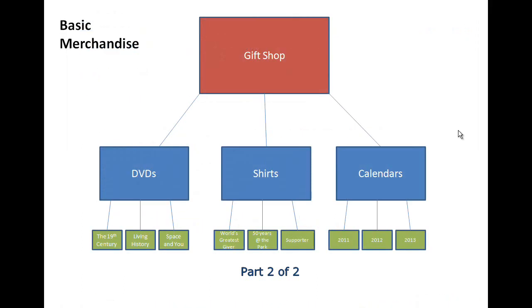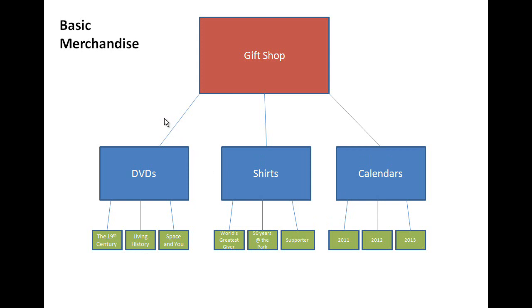This is the basic merchandise hierarchy. At the top we have our department. Next would be our categories, and these are just the categories of the items we're going to sell. And then underneath it we're going to have what type of items we're going to sell. So I have my DVDs, and then under DVDs I have my 19th century DVD, I have Living History, I have a DVD called Space and You.